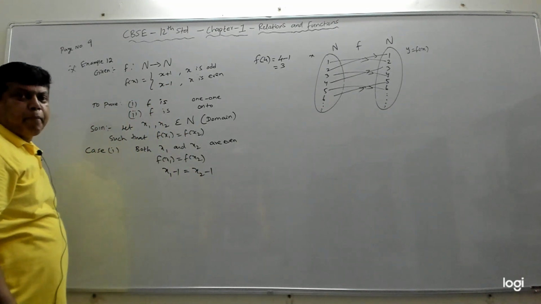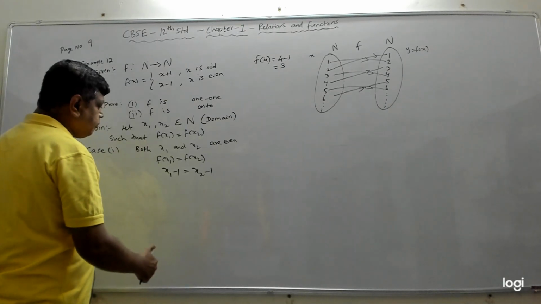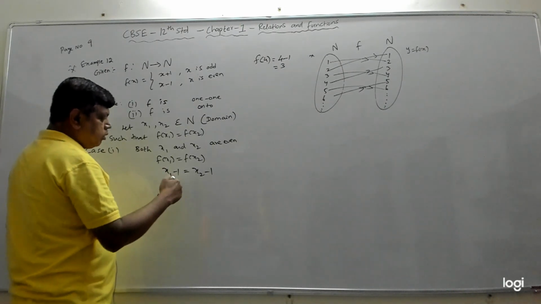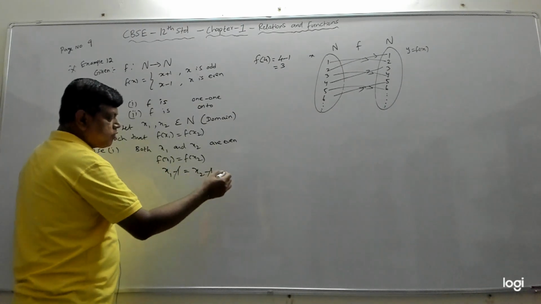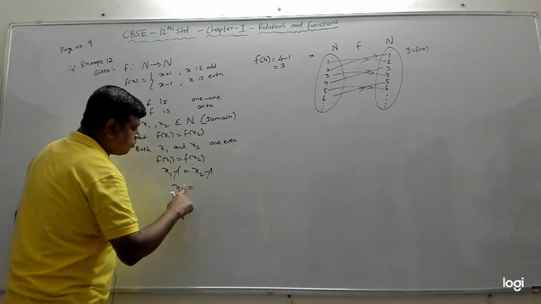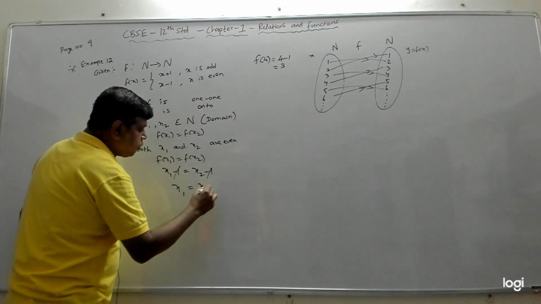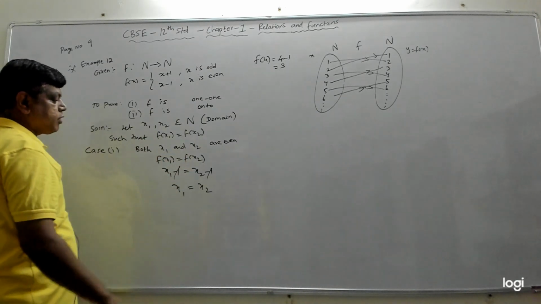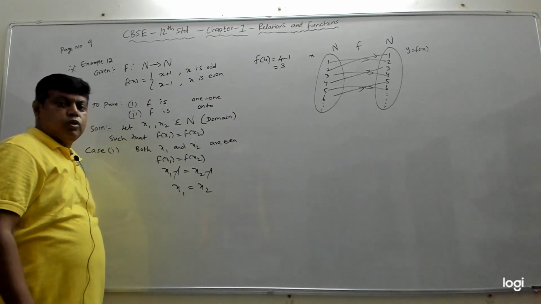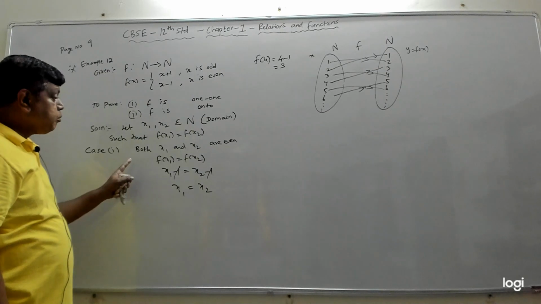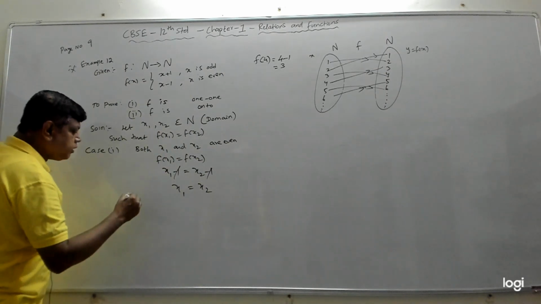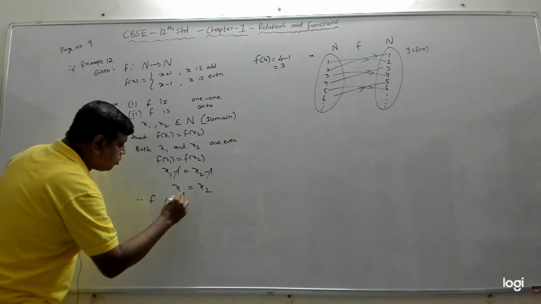Are you guys clear? Fine. So now this minus 1 will get cancelled on both sides. So your x1 equal to x2. What we got? x1 equal to x2. So we started with f of x1 equal to f of x2 and we got x1 equal to x2. So this shows that f is 1 to 1 when both are even. So for case 1, therefore f is 1 to 1.